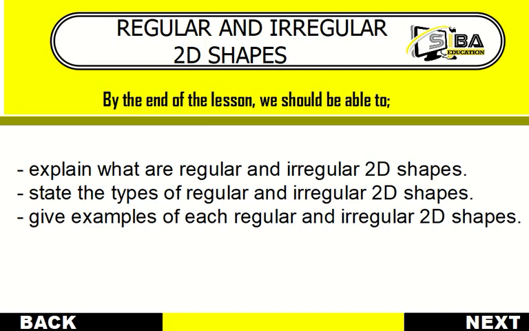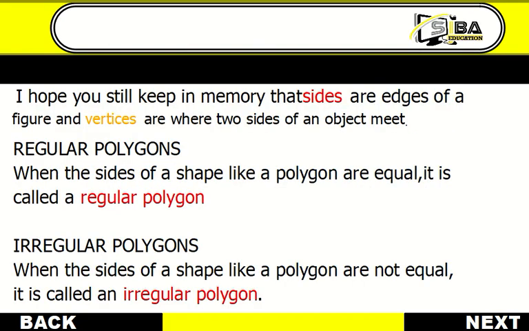Very good. So you pay attention well, and at the end you have to be able to deliver these 3 facts. Last time we met, I hope you still keep in memory that sides are edges of a figure, and vertices are where 2 sides of an object meet. Very good. Let's come to today's aspect.